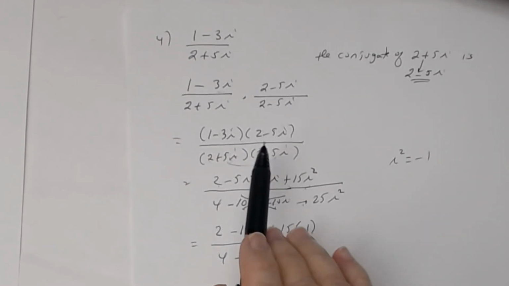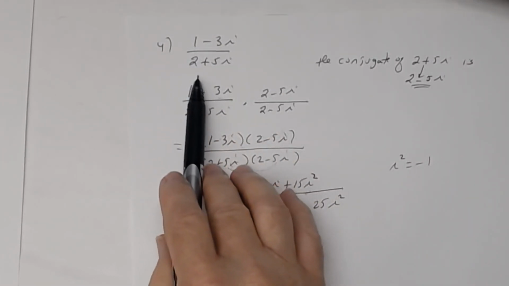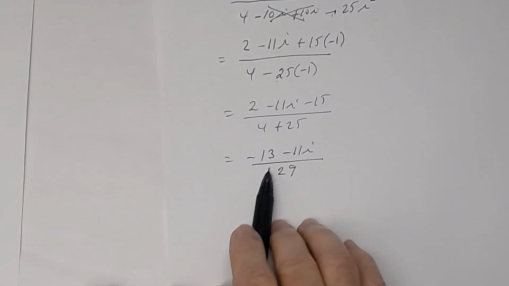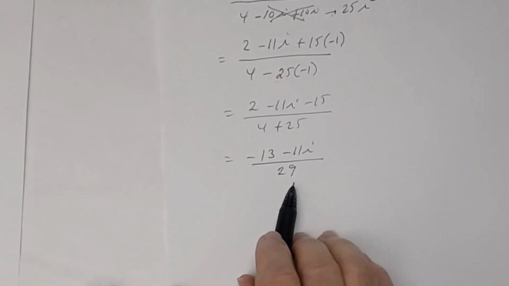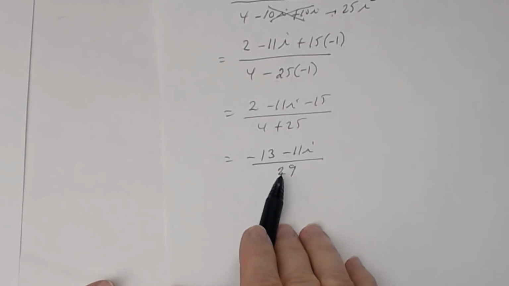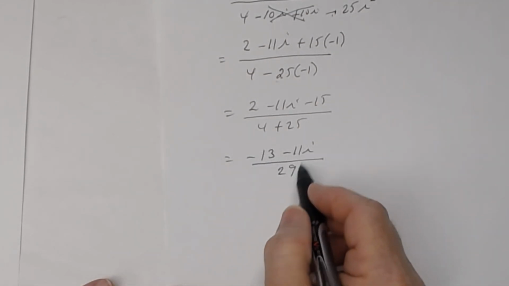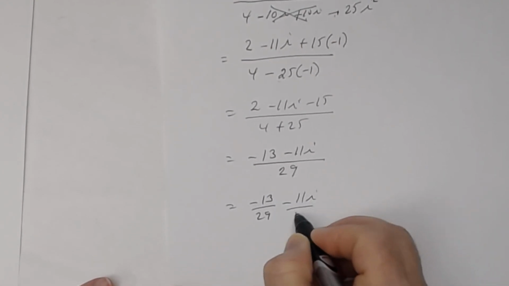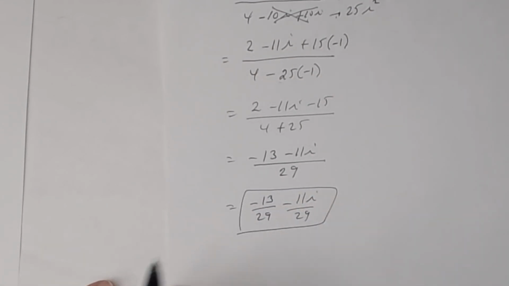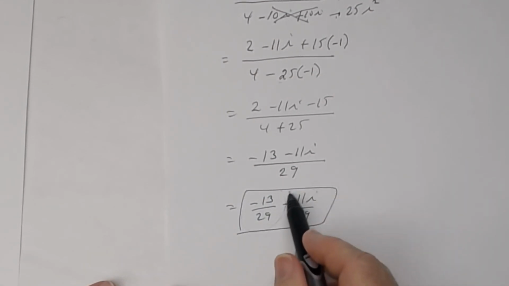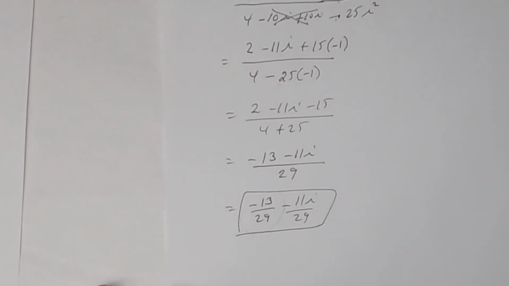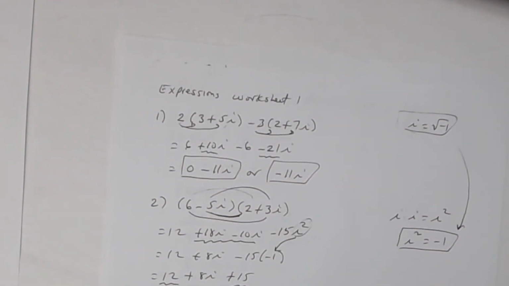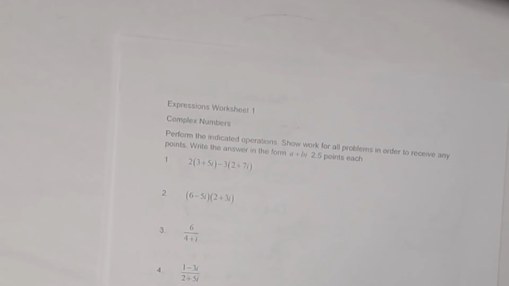Before we go on, notice that I went from a number that had i in the denominator to a fraction in which the denominator is a rational number, so there's no longer an i. But this is not the form a plus bi. So what you want to do is write it as two fractions. So it becomes negative 13 divided by 29 minus 11i divided by 29. So that's the form a plus bi. This is your a, and this is your bi. Okay? All right, so that is the key to the expressions worksheet 1.